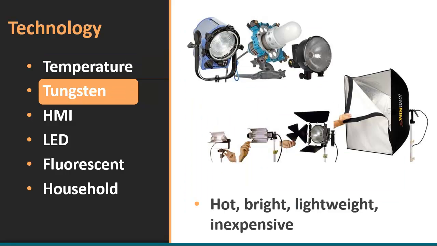Tungsten light, for example, uses a bulb technology that's very hot, very bright. A lot of times they have barn doors associated with them. That's these things right down here that you can flap closed to reduce the amount of light that is exposed on your subject. These tend to be very inexpensive, and they're very lightweight, a lot of times pedestal mounted.